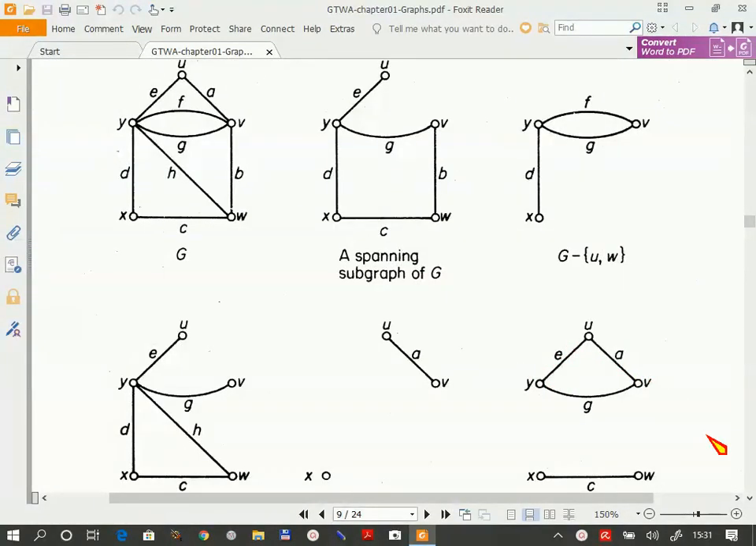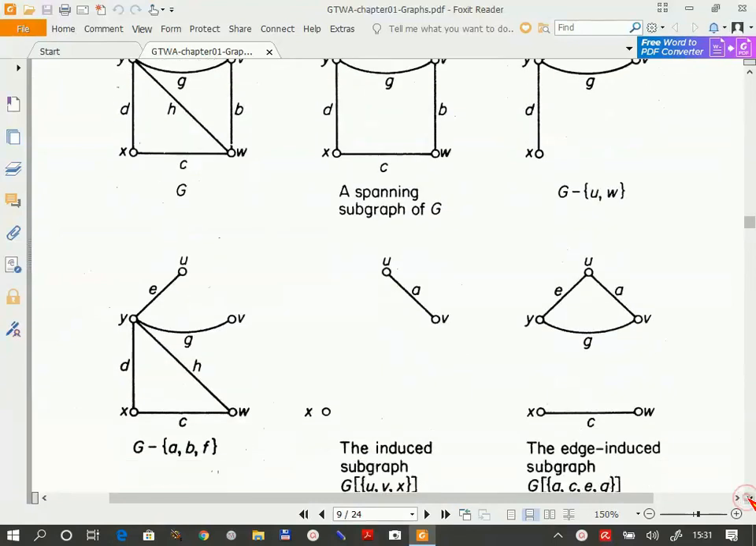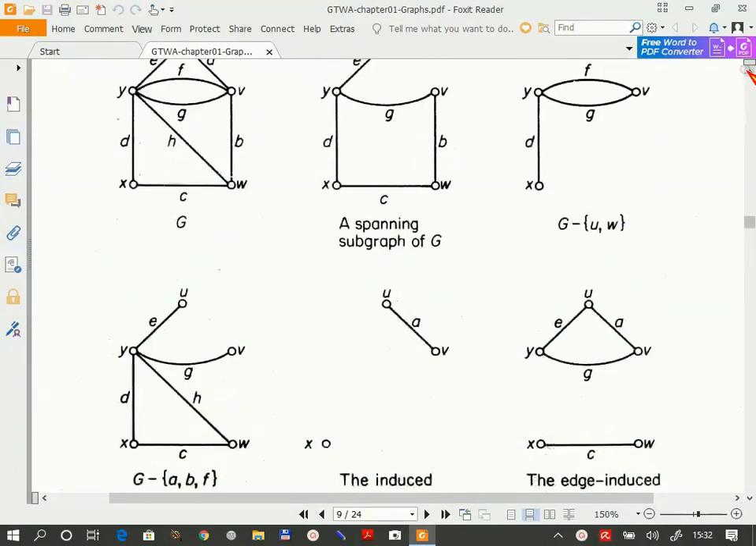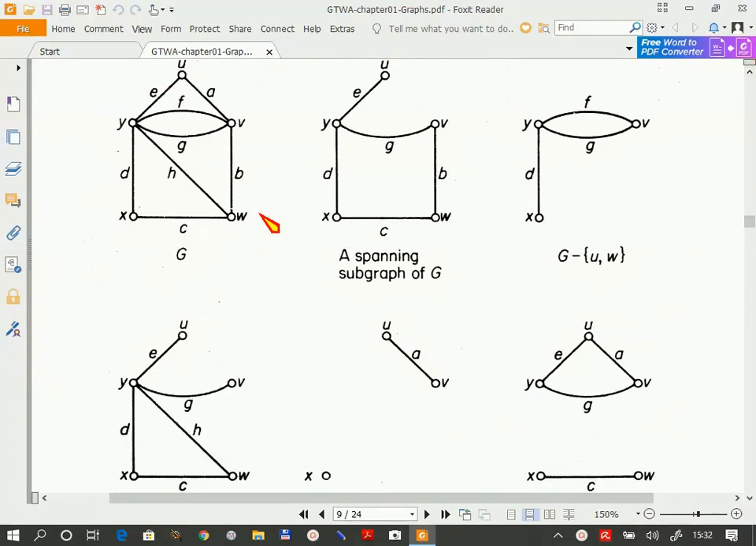For instance, you can take the induced graph. You take vertices U, V, and X. Okay, here you have U, V, and X. So you have an edge connecting U and V, no edges connecting U and X, V and X, and so what you get is this graph. It is one graph, okay? It is not two graphs.